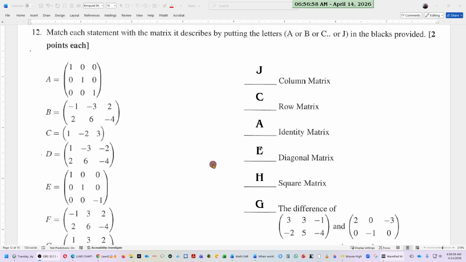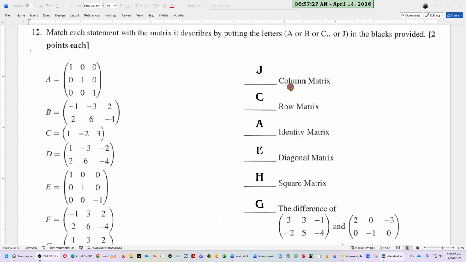So we're going to look at this matching question, which will help us to understand matrices. Basically, let's look at matrix A. It has three rows, because a row is the horizontal set of numbers, and it has three columns. So the size of this matrix is 3 by 3. You always go row by column.